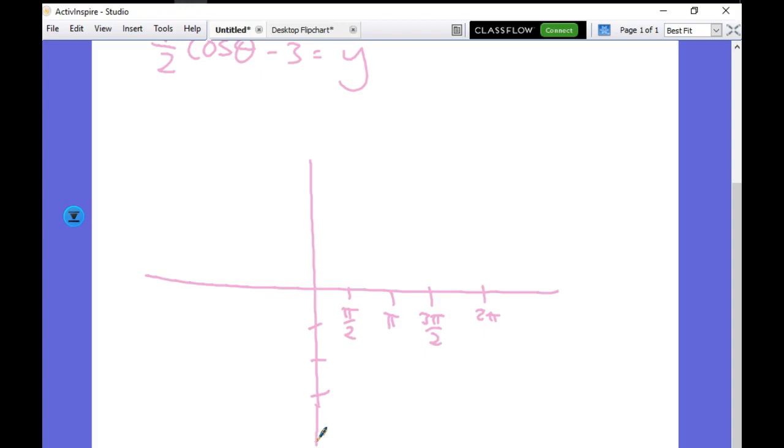Sydney, where is the maximum at? I don't know, it's half, right? Yeah, so we're gonna go up a half. So it's here, right? So that would be negative 2.5? Okay, that's right. And the minimum? Ezekiel, what's the minimum?